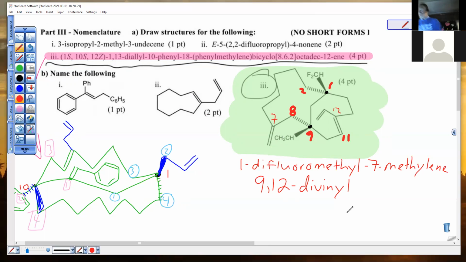And we can put the bicyclo part of the name here. We had a 7 bridge and a 5 bridge and a 1 bridge right here in the middle. 7 plus 5 plus 1, 13, plus 2, 15. 15 is pentadec. There's a double bond between 11 and 12. 11-ene.